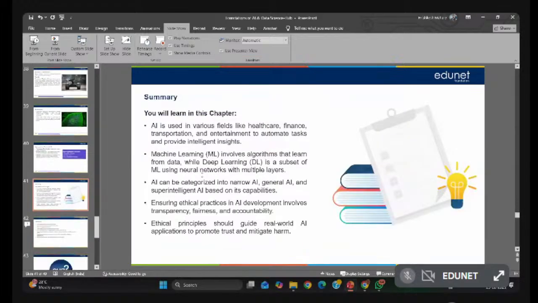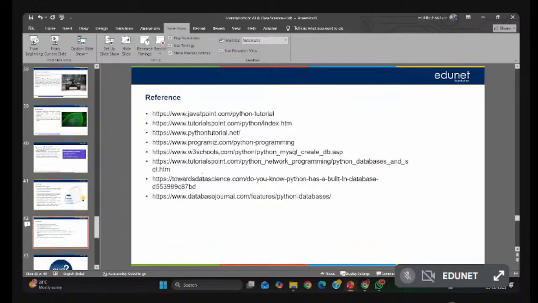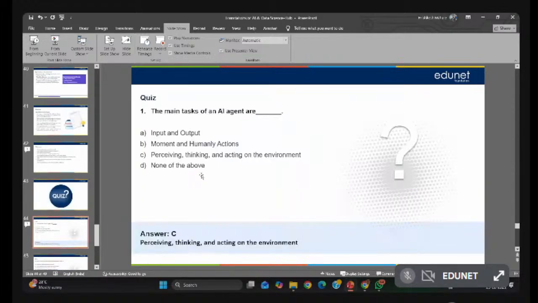Are you got it? So now in this chapter we learned about the theoretical concepts of AI ML, what is ethics, what is responsible AI, what is applied AI, and what is the ethical approach. Am I correct? So now we'll ask some questions.